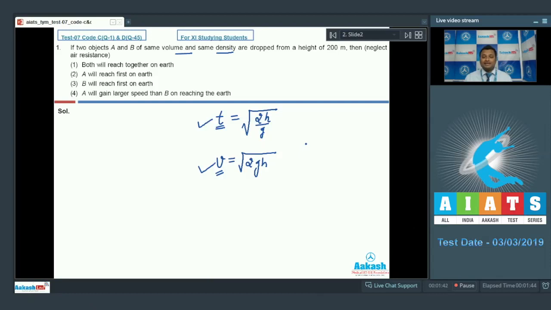So that is why we can say that they will reach the ground at the same time and they will hit the ground with the same speed. So after looking at the answer, we can say that option number 1 will be absolutely correct. So this was question number 1. Now let us proceed to the next question, that is question number 2.